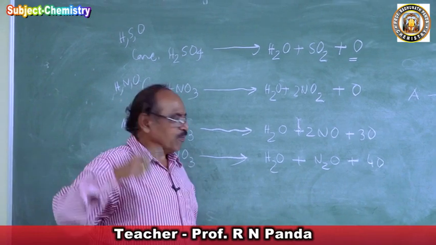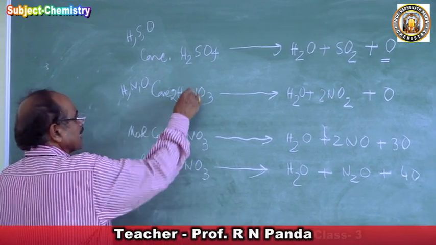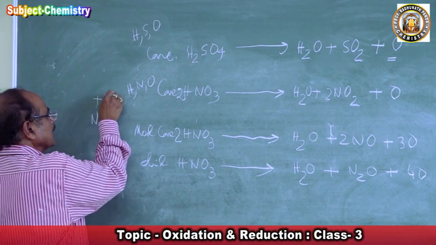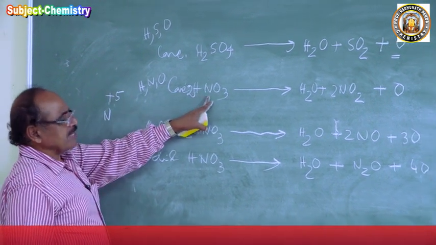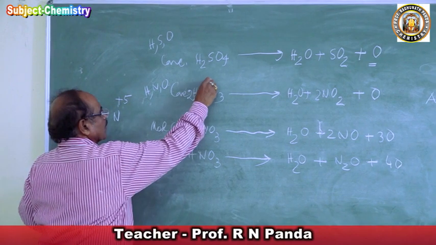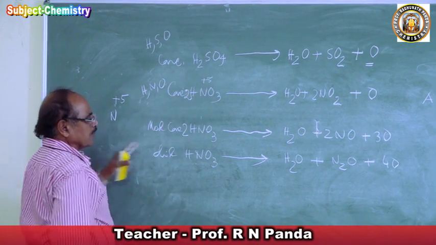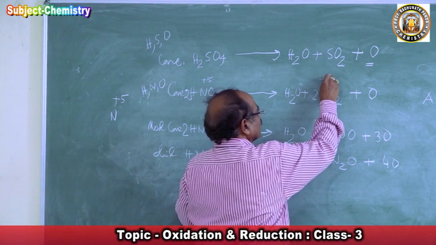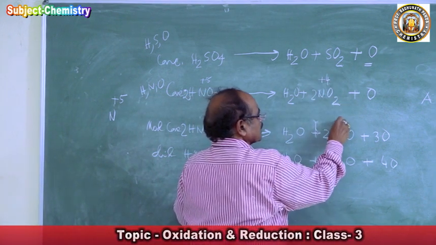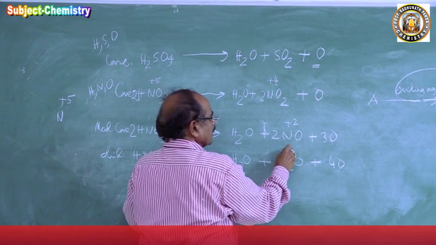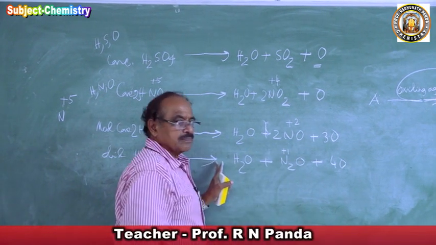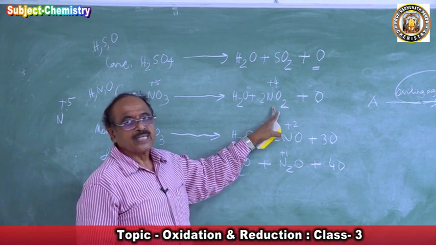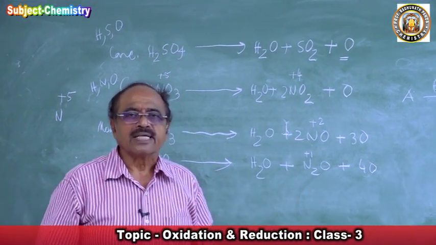Why? Because in all these cases, what is the oxidation number of nitrogen? Here nitrogen is in the +5 state. In nitric acid, the oxidation number of nitrogen is +5. In this case, the oxidation number is +4. In this case, it is +2. In this state, it is +1. It comes from the +5 state, so it is getting reduced. Decrease of oxidation number is reduction.